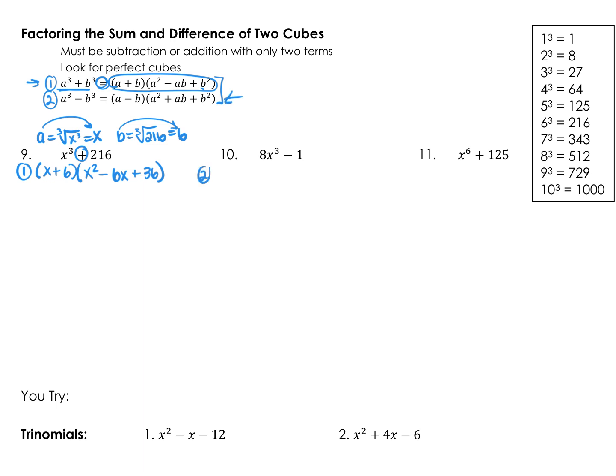For number 10 here, this is a difference, so we'll use equation 2 here. We're going to find A by doing the cube root of 8x cubed. The cube root of 8, if you type that into your calculator, is 2. The cube root of x cubed cancels out, and so that's just 2x. So A is 2x. And to find B, we're going to do the cube root of 1. Type that into your calculator, and B will be equal to 1.